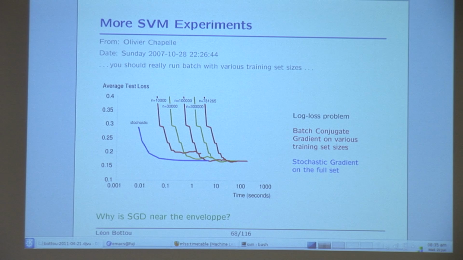The blue line is on the full data set, but you know, it's stochastic. It already has quite a good result before even seeing the full data set. And these are random samples of 10,000, 30,000, 100,000, 300,000, and so on. And you just train on a random sample with a conjugate gradient.